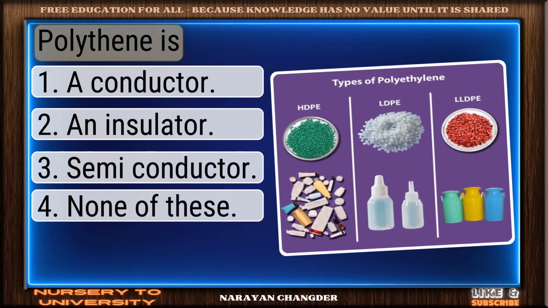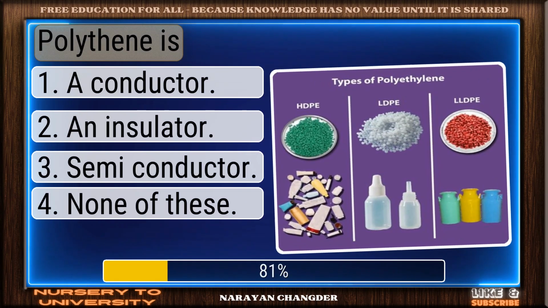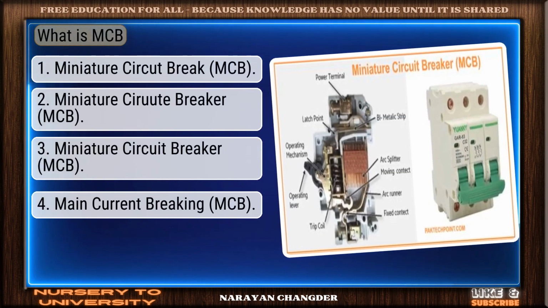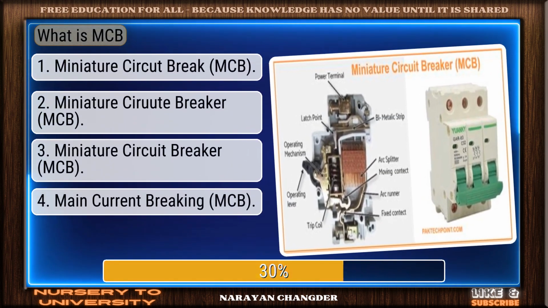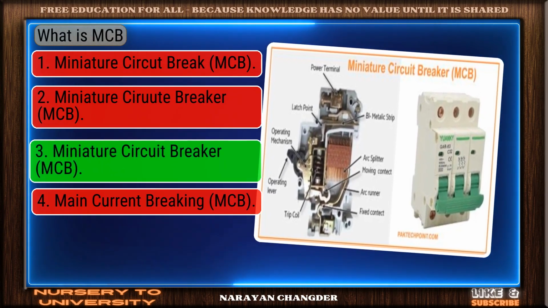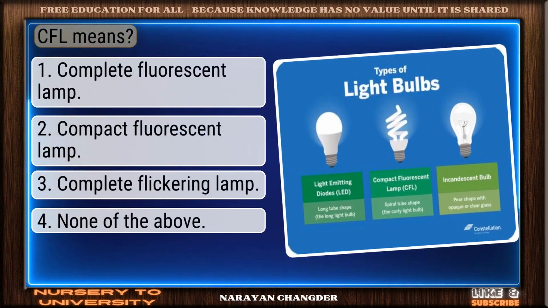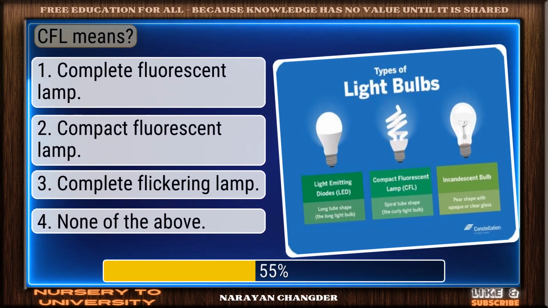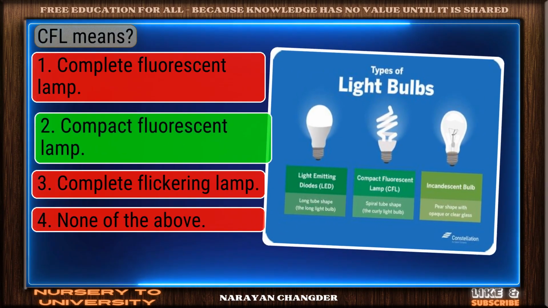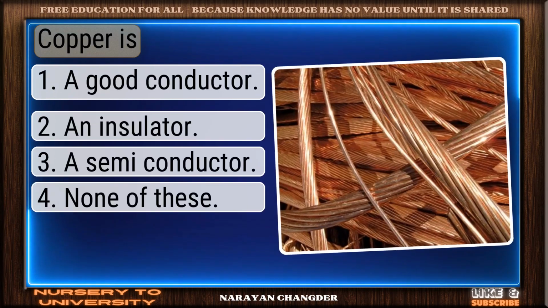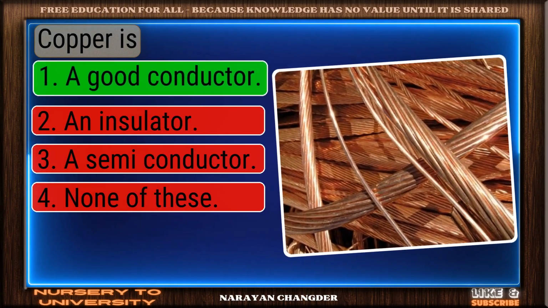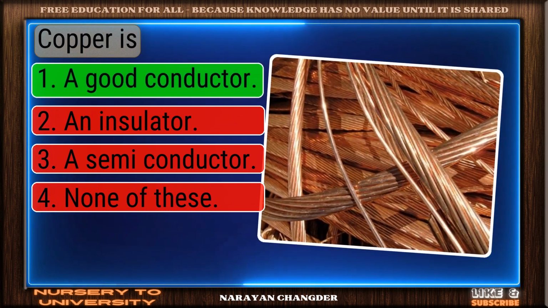Question number 297. Polythene is? Well done. An insulator is the right choice. Question number 298. What is MCB? Great job. Miniature circuit breaker is the accurate answer. Question number 299. CFL means. Good thinking. Compact fluorescent lamp is the right answer. Question number 300. Copper is? Right again. A good conductor is a valid answer.